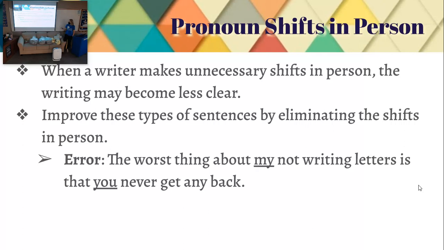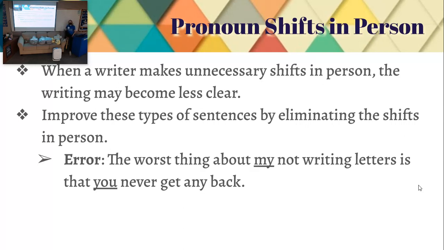Here would be an example of an error that has a combination of two points of view in a sentence. Take a look at this. The worst thing about my not writing letters is that you never get any back. Within one sentence, we're switching from the first person point of view to the second person point of view. And that's just bad writing, okay? We don't want to do that.